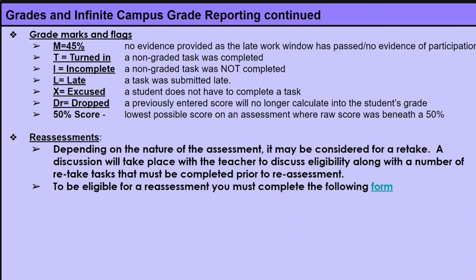Please note that depending on the nature of the assessment, it may be considered for a retake. A discussion will take place with the teacher to discuss eligibility along with a number of retake tasks that must be completed prior to reassessment. To be eligible for a reassessment, the student must complete the form that is linked here in this presentation, but can also be found in Google Classroom.